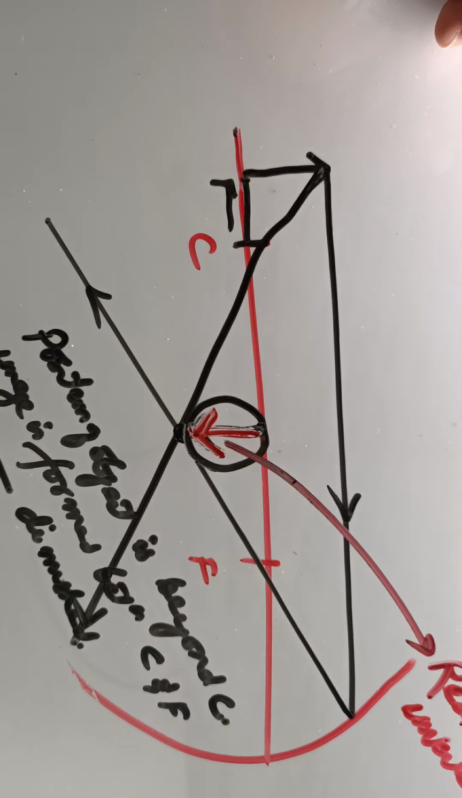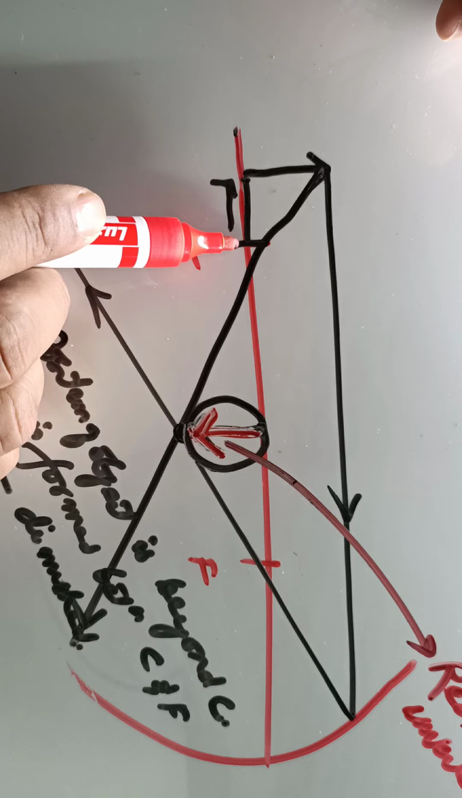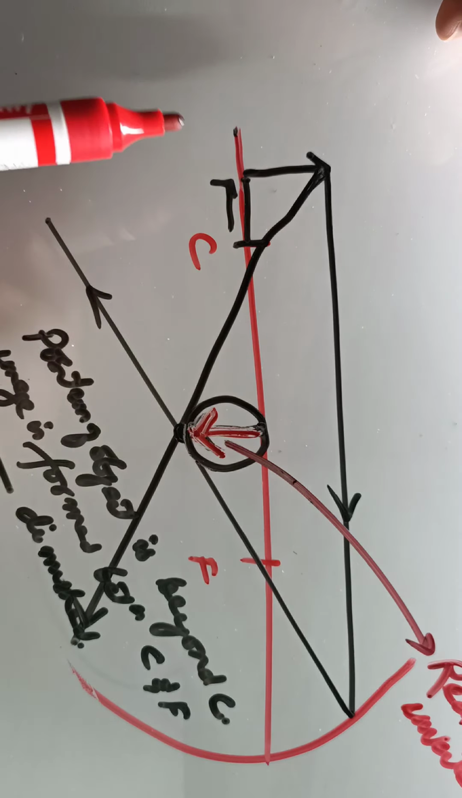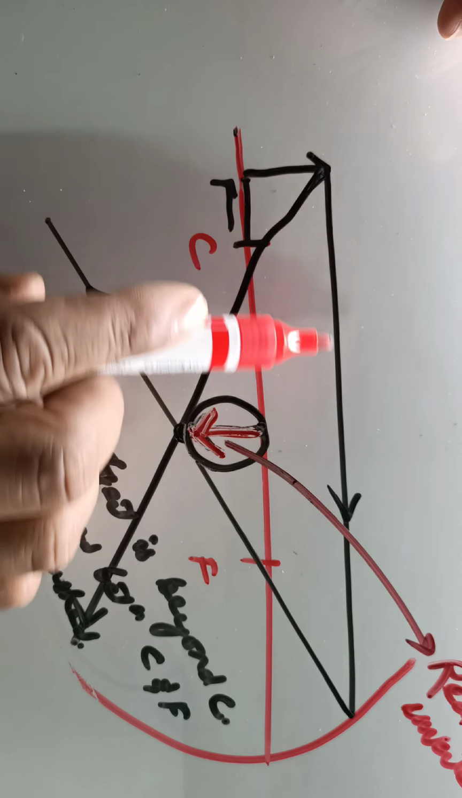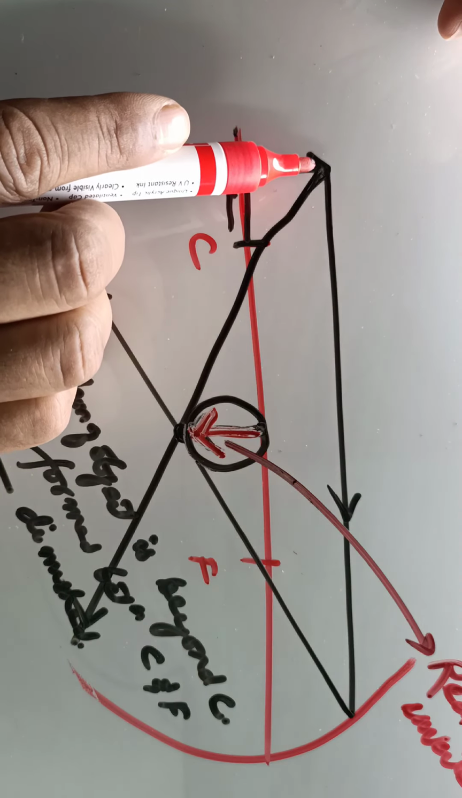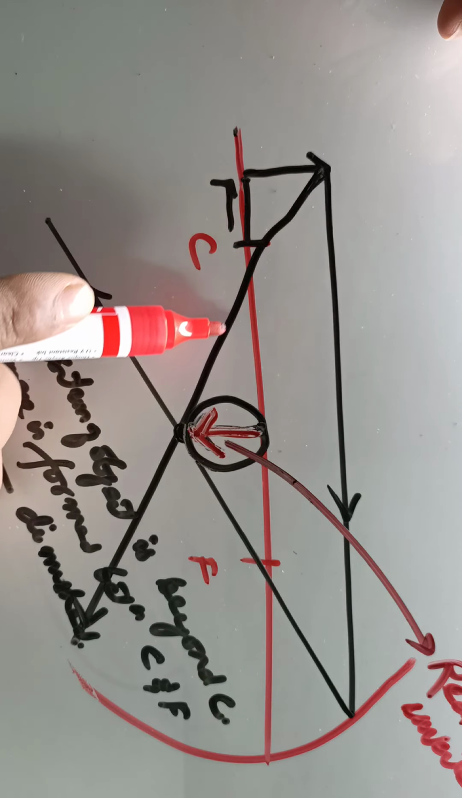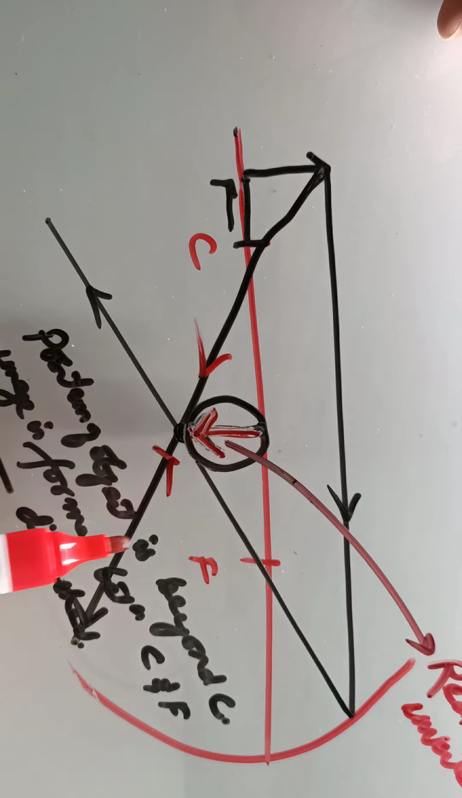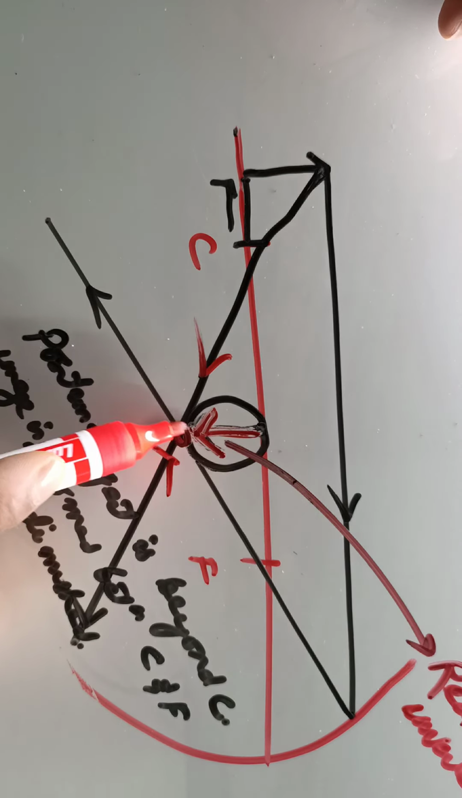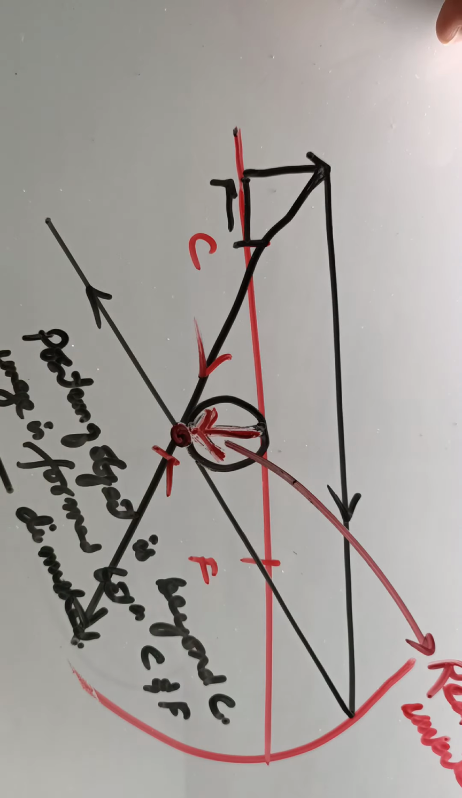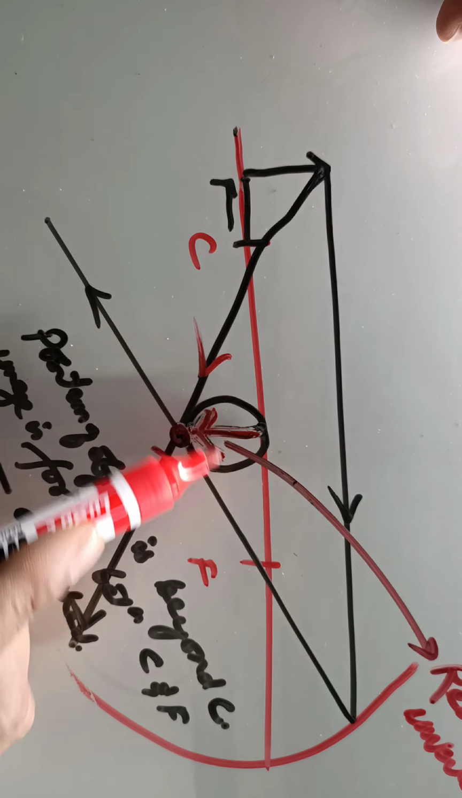Once again, if the object is placed beyond C, then how will you draw the image? A ray of light travels parallel to the principal axis and passes through the focus. Another ray of light, you can take a ray of light which passes through the center of curvature, follows the same path back, and these two rays of light meet at this point. It is at this point where the image is formed. That means the image is formed between C and F.